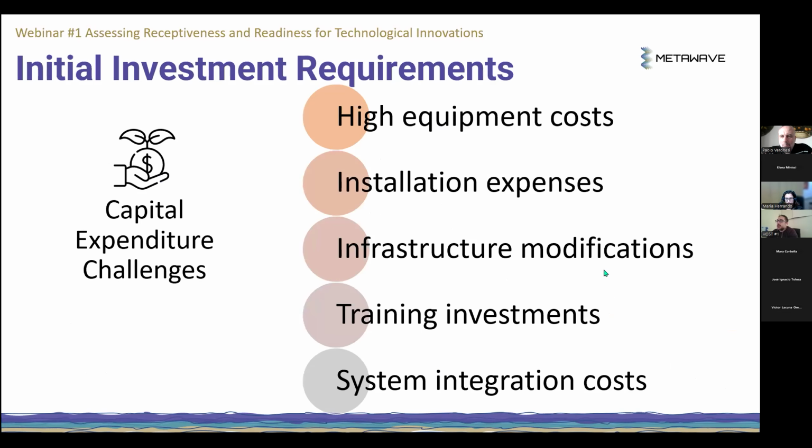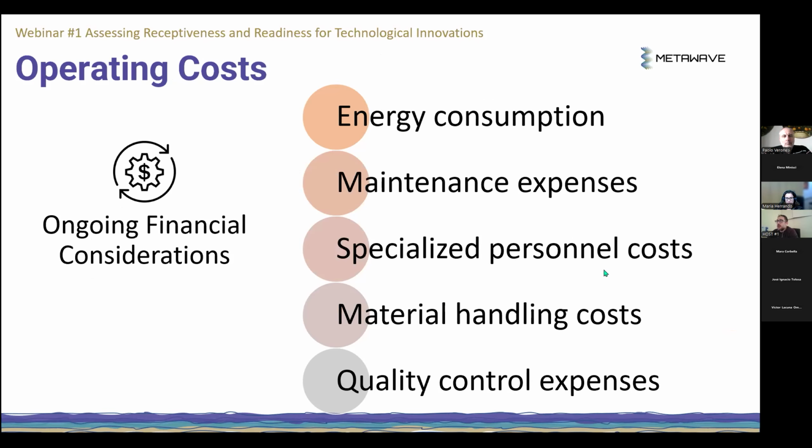For example, regarding the initial investment requirements, things that should be taken into consideration relate to the capital expenditure challenges, including high equipment costs and installation expenses, as well as training investments and system integration costs. So as long as there is specific training involved in the adoption of a new technology and everything is explained properly and in an orderly manner, things can be, let's say, assessed with a better and clearer mindset.